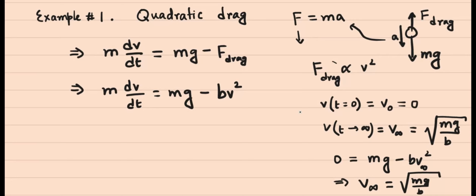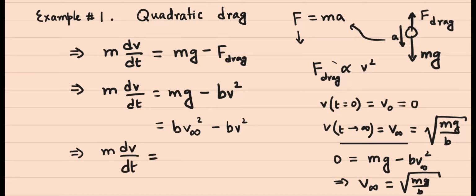Since that is the case, what we can do is use this expression to replace the mg. So what do we get? We get mg is equal to b times v infinity squared minus b times v squared. So therefore we end up with m dv dt equals b times v infinity squared minus v squared.